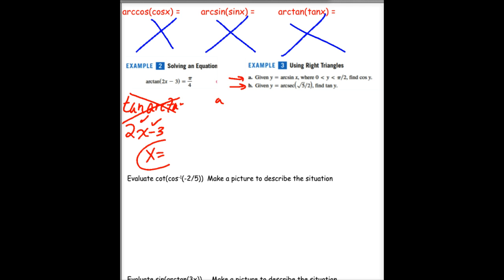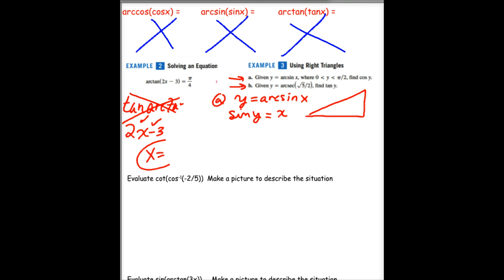Let's go do part A. Y is equal to arc sine x. Don't like arc sine, so guess what I'm going to do? Sine them. Yep, I'm going to sine the left. And what I know is that the sine of y is equal to the sine of arcsine, or just x. Right? I am now going to go draw myself a little triangle.